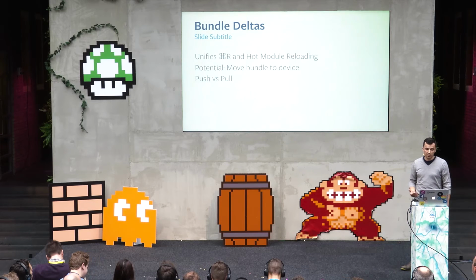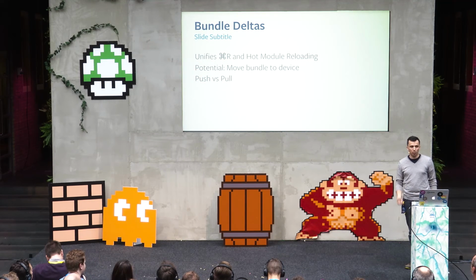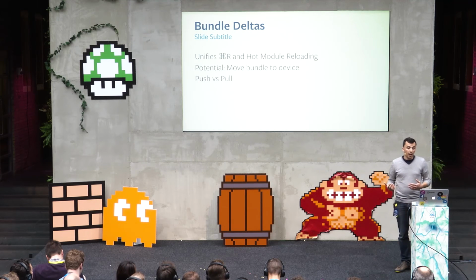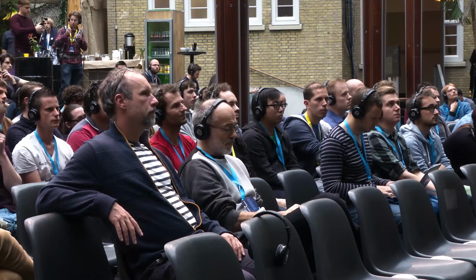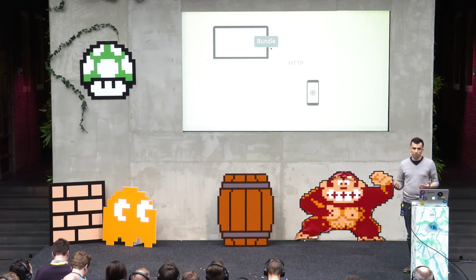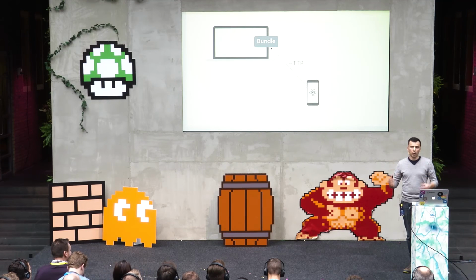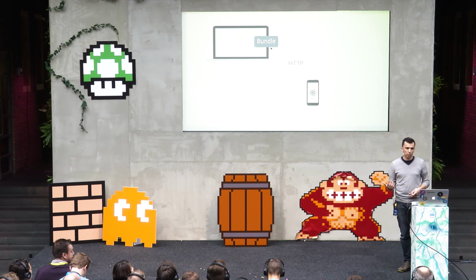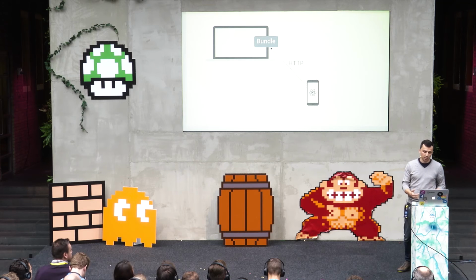So bundle deltas are great because they will kind of unify the logic between refreshing and hot module reloading. It will just be the difference of pushing versus pulling. And it has the potential to move the cached bundle to the device. Now, what does that mean? So currently, your packager server has the cached bundle, and whenever you re-request it from your device, we'll just serve the in-memory version of it that we now can update.